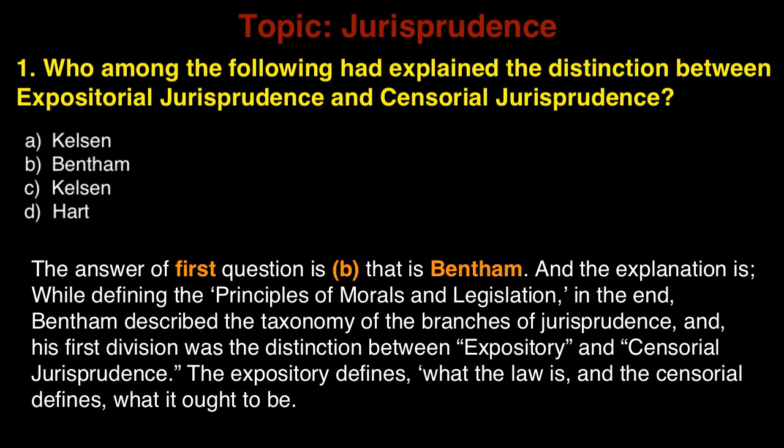The answer of first question is B, that is Bentham. And the explanation is: while defining the principles of morals and legislation, in the end, Bentham described the taxonomy of the branches of jurisprudence, and his first division was the distinction between expository and censorial jurisprudence. The expository defines what the law is, and the censorial defines what it ought to be.